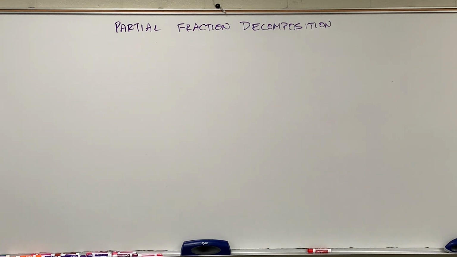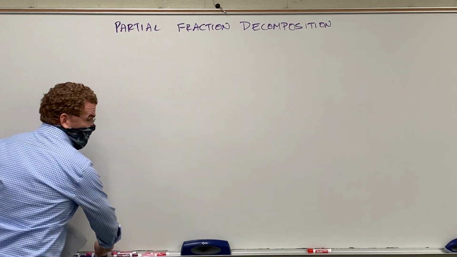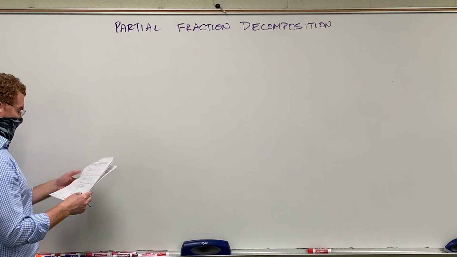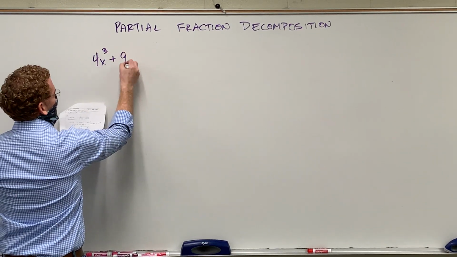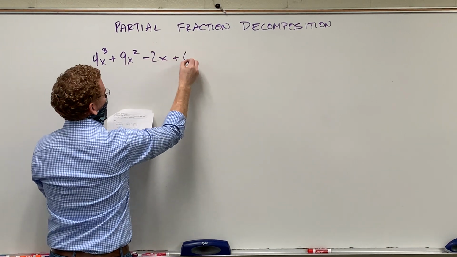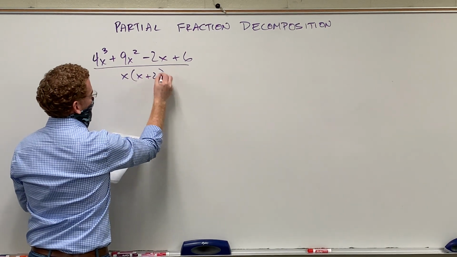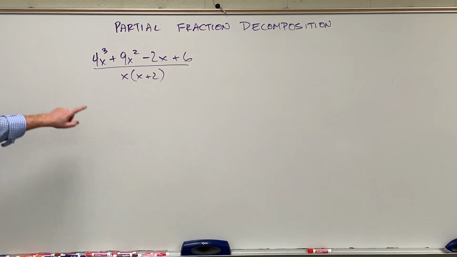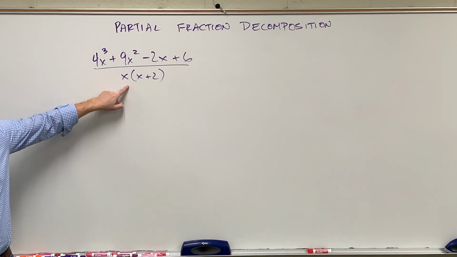So right here is one where the numerator has a bigger power than the denominator. And make sure that you're able to see this. So right here, you've got 4x cubed, 9x squared, minus 2x plus 6, and it's divided by x and x plus 2. Now, when you look at these two, what do you see? What is that? What kind of term?